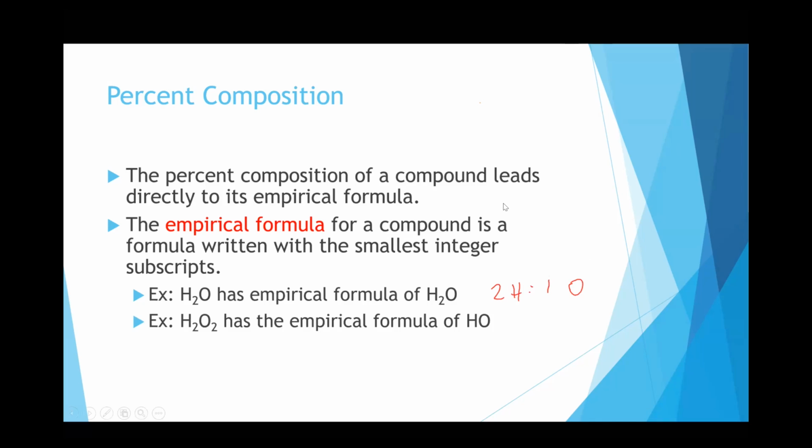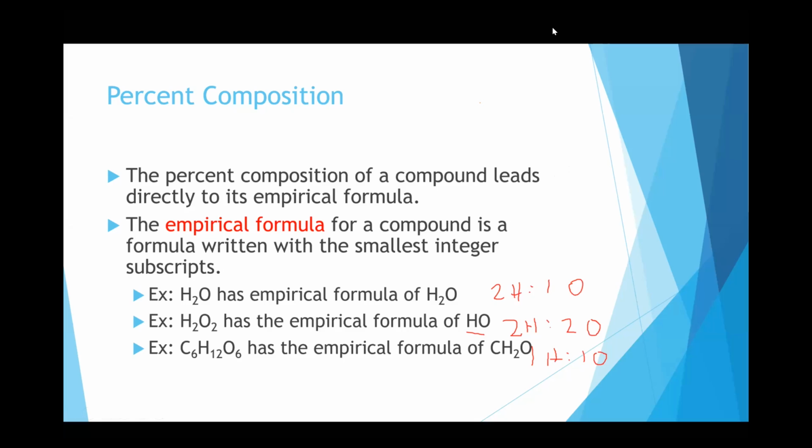On the other hand, H2O2, if we can see, it is 2 hydrogen and 2 oxygen. Notice that we could divide everything by 2 and get 1 hydrogen to 1 oxygen. So we can simplify it. So this is the empirical formula HO.